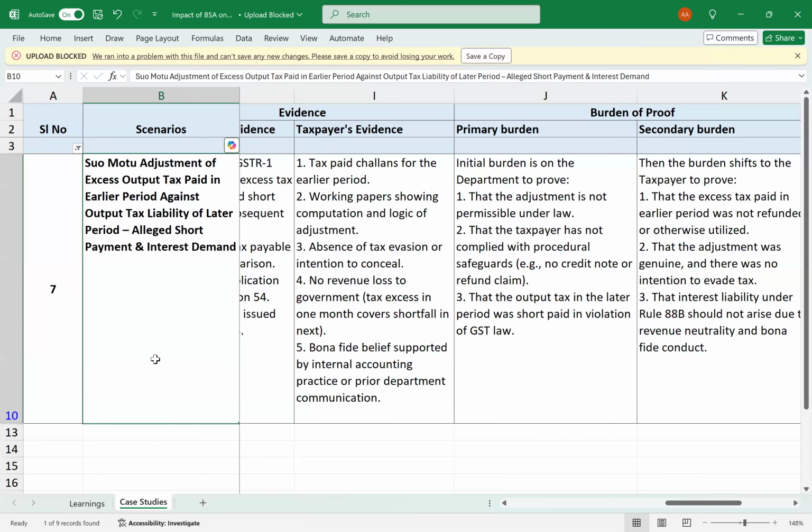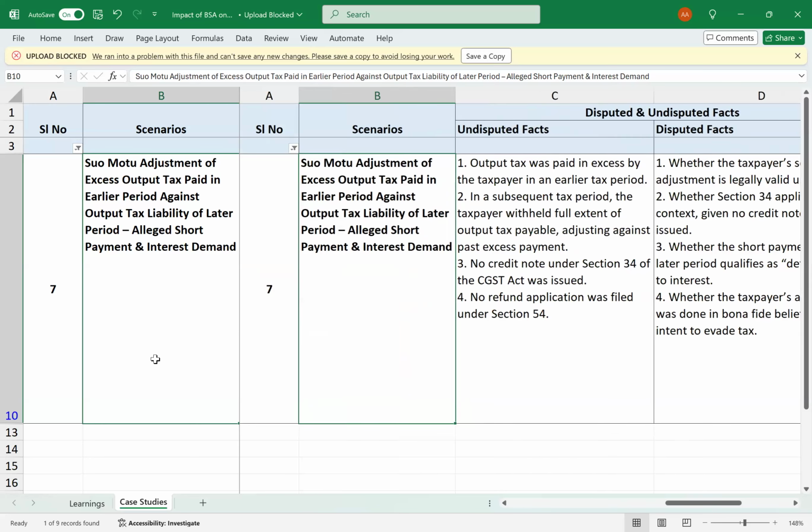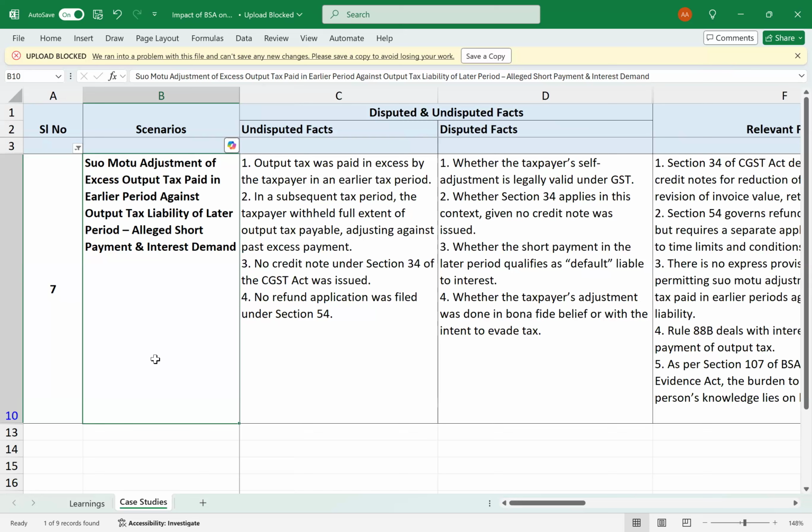So again, this is more to do with adjustment of excess output tax paid in the earlier period against the output tax liability of the later period. Let's say for the subsequent year, we got a notice that the short payment of tax was made and the demand was with interest. Here, the undisputed facts are output tax was paid in excess by the taxpayer in an earlier tax period. In a subsequent tax period, the taxpayer withheld the full extent of the output tax payable, adjusting against the past excess payment. No credit note and no refund was filed.